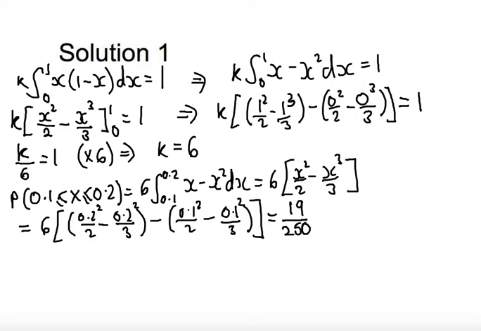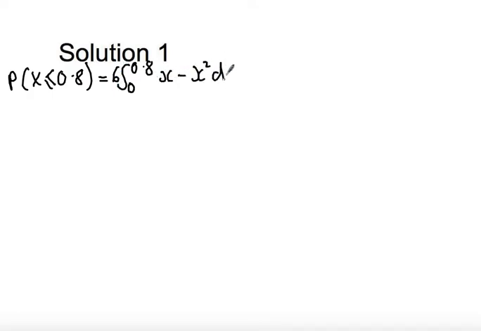Okay, so let's go on to the next part of the question. The next part of the question wants us to find the probability x is less than or equal to 0.8. So for this question we need to integrate from the lower bound, so that the probability density function is valid for, so that's from 0 up to 0.8. Remembering that we've got 6 as k as the constant, and it's x minus x squared dx.